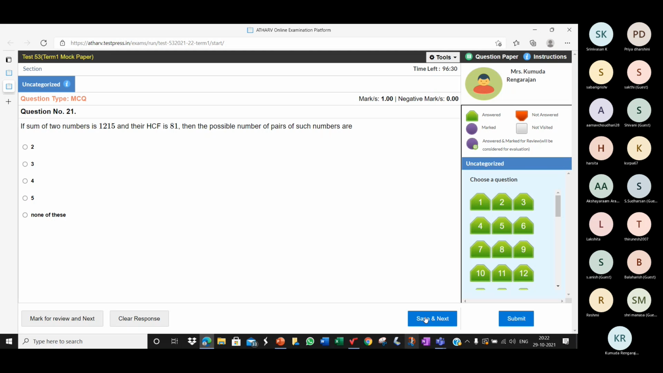X plus y is 15, ma'am. So please understand what we discussed. 81 is the HCF. We are trying to find the two numbers using their HCF.